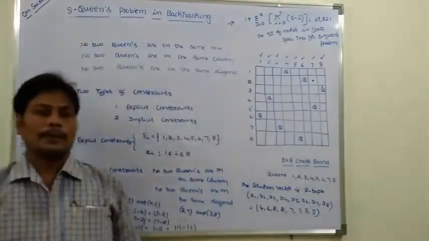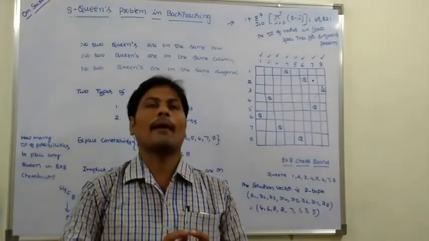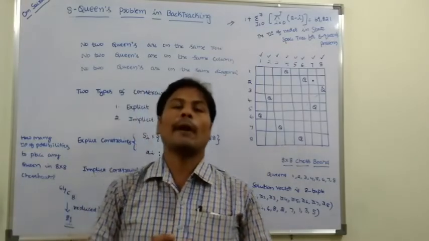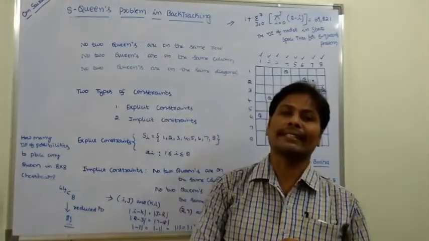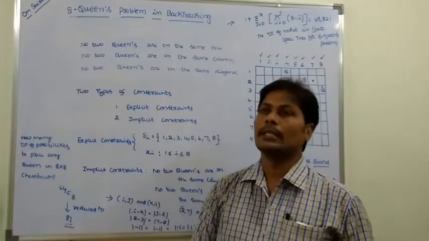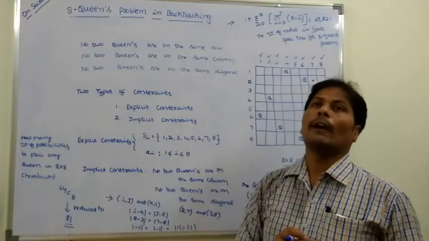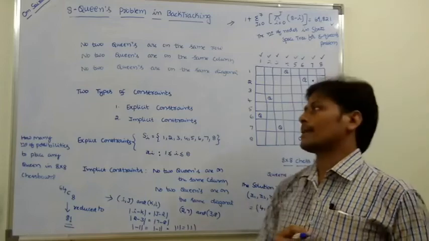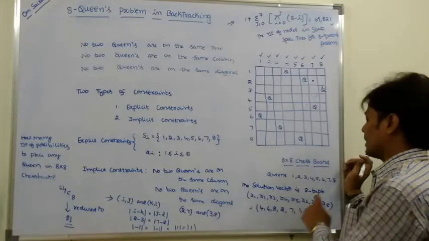Okay, so this is the description of how to place 8 queens on an 8 by 8 chessboard. The total number of possibilities before applying any constraint is 64C8. After imposing implicit constraints, the total number of possibilities is 8 factorial. Next, the total number of nodes in the state space tree is 69,821 nodes.